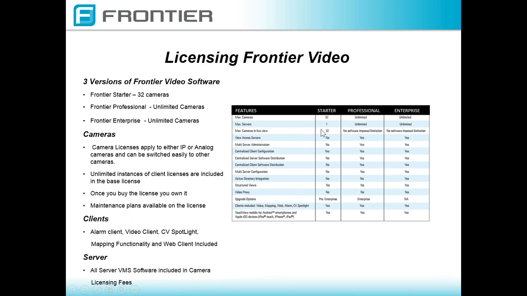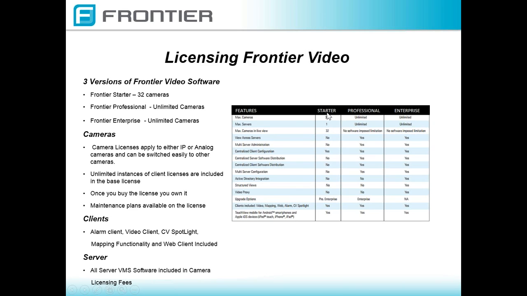So I'm going to go ahead and move on to the next one and just talk about how we license it. It's a very simple way to license the system. More or less the way this works is you're buying camera licenses. When you buy a camera license, you own the camera license. There are no recurring fees with the licenses. So all you're going to do is buy the camera license.